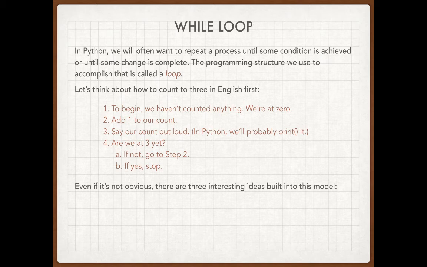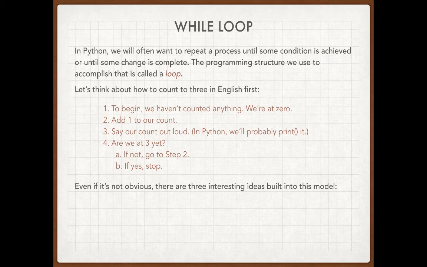All right, so we're at 0. We add 1 to our count. We say that out loud. In Python, we'll probably just print that to the screen or something like that and say 1. And then we have a test in our head. Have we gotten to 3 yet? Well, we're only at 1, so the answer is no. The answer is false. So we go back to step 2. We add 1 to our count. We go from 1 to 2. We say 2. Is 2 the same as 3? No. So we go back. We add 1 to 2. Now we're at 3. So we say 3 out loud. Are we at 3? 3 equals 3. Yes, true. So now we stop and we're finished.